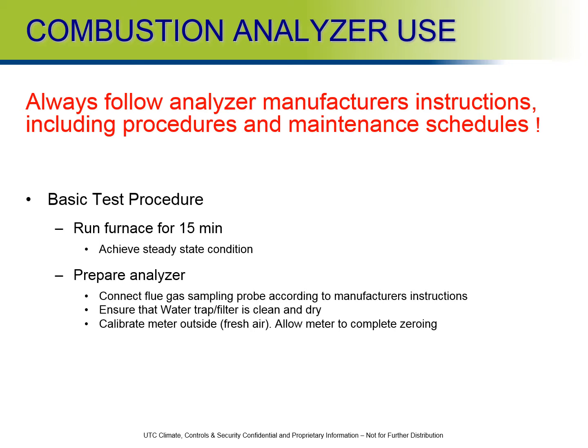Now, with your typical gas furnace or fossil fuel burning furnace, you have to reach what we call a steady state for proper combustion analysis. This being said, you typically have to run a furnace for 10 to 15 minutes per se to achieve that steady state condition. Okay, so when preparing your analyzer, you want to connect the flue gas sampling probes to the location recommended by the manufacturer instructions.